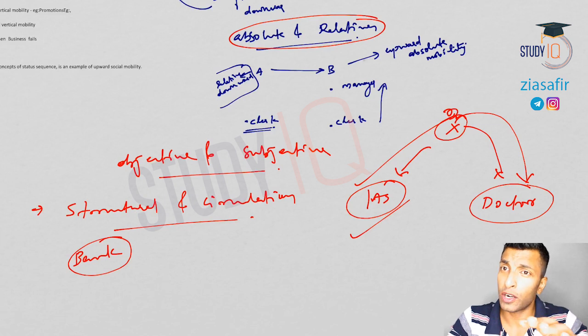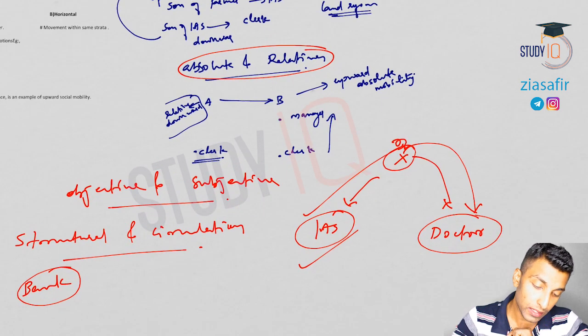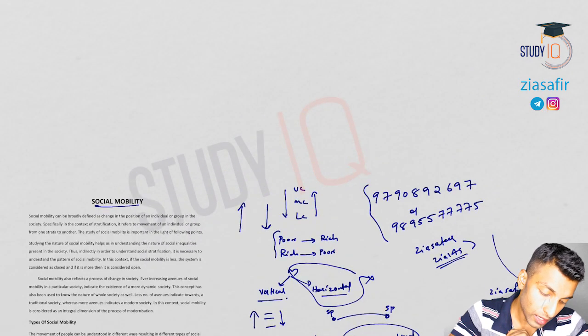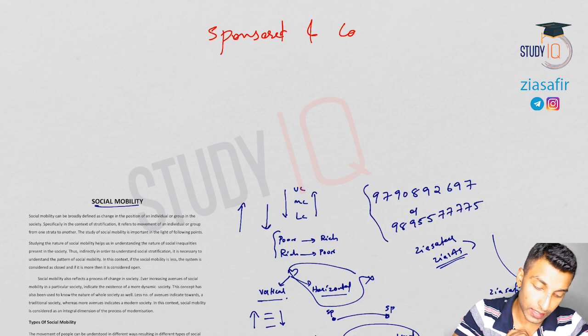Circulation means you are not part of the occupational structure. When you enter into the occupational structure, you feel some mobility. That is what circulation mobility. Now one more is there, that is, I'll write here, sponsored and contested.